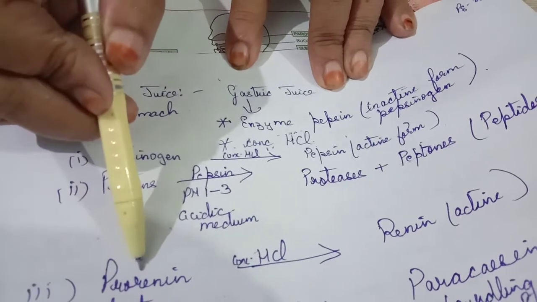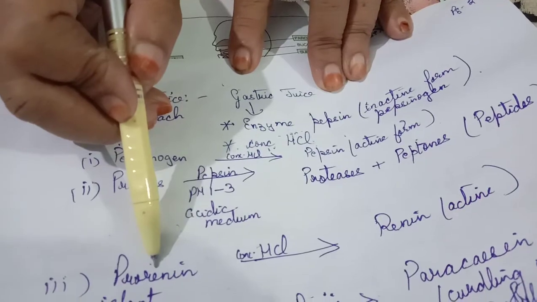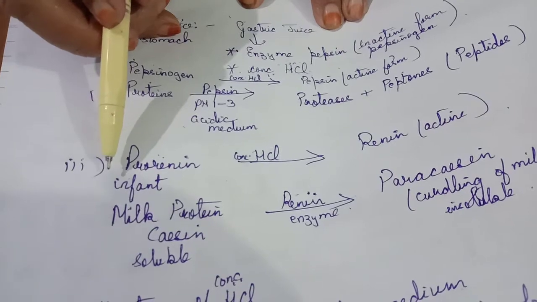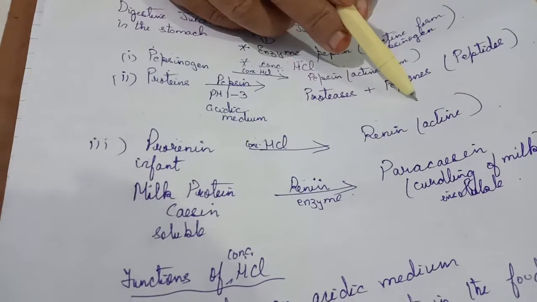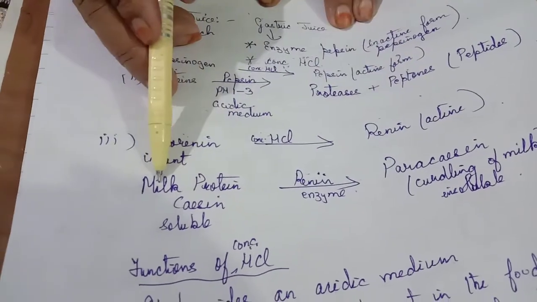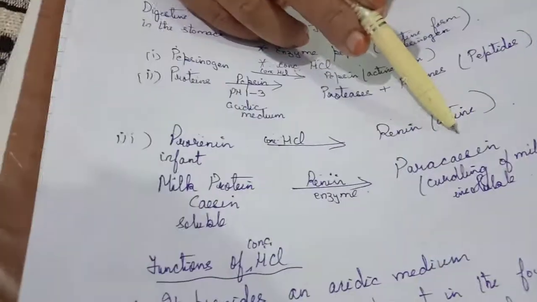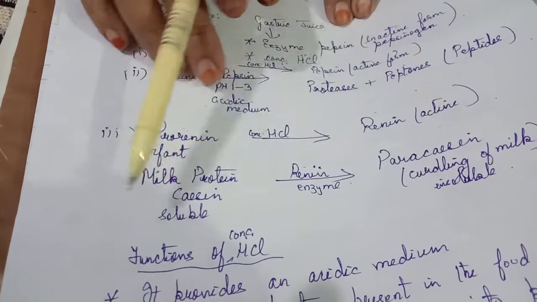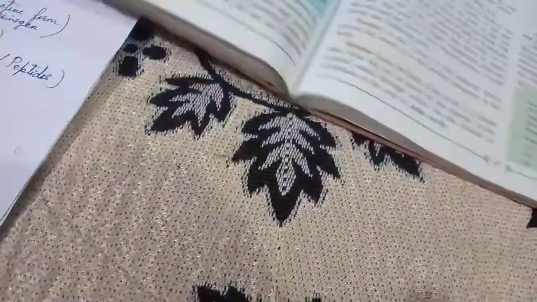Now prorenin is again present in inactive form. These are usually prevalent in infants. In adults, it is not found. Got it? So prorenin in the presence of concentrated HCl forms renin, which is the active form, and then it converts milk protein into para-casein. Got it? That is referred to as curdling of milk. Clear? So up till here is digestion in the stomach.